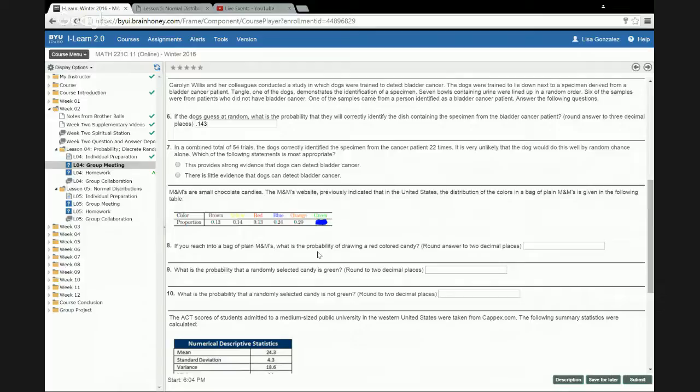Okay. Number 7. In a combined total of 54 trials, the dogs correctly identified the specimen from the cancer patient 22 times. It is very unlikely that the dog would do this well by random chance alone. Which of the following statements is more appropriate? Because that's almost half. Not quite, but almost. This provides strong evidence that the dogs can detect bladder cancer. There's little evidence that dogs can detect bladder cancer.